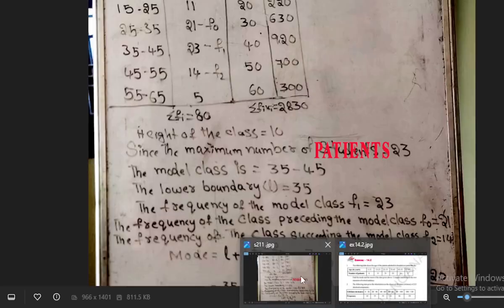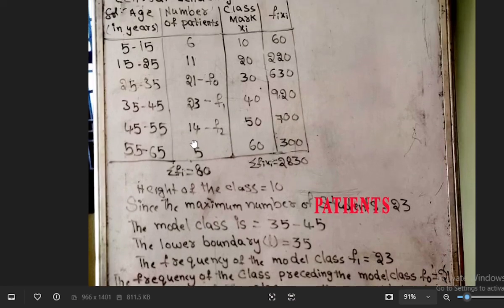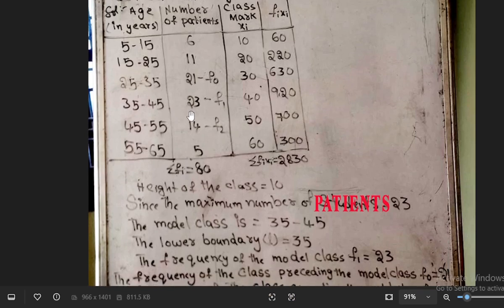Here we have the solution. The data that is given, we write in columns. In the first column we write age in years, and in the second column we write number of patients. We observe the ages as class intervals, and the second column as class frequencies.